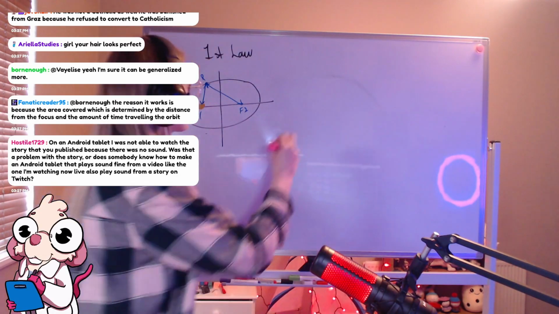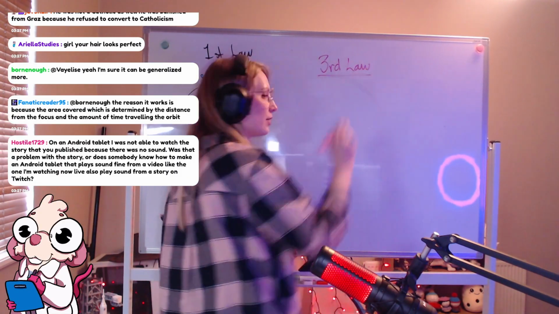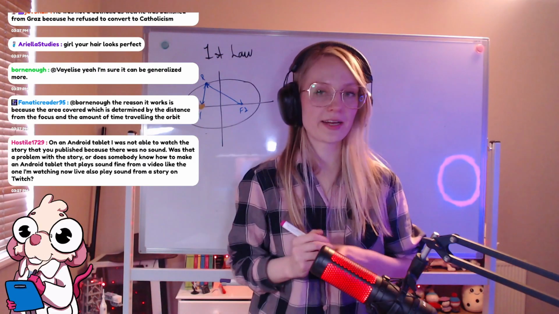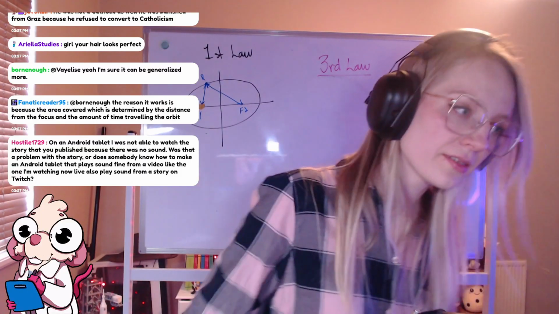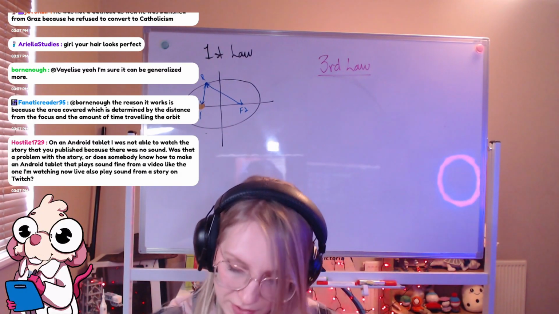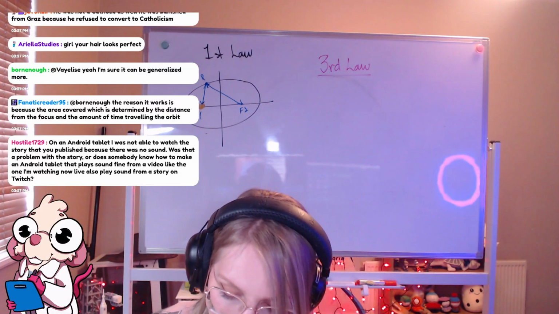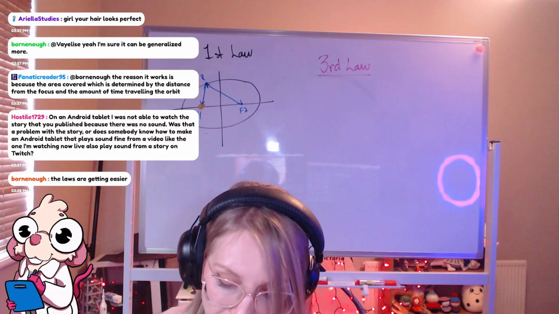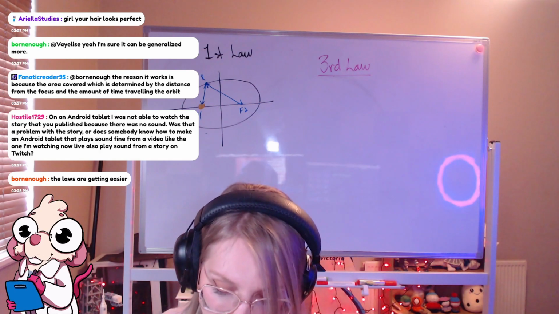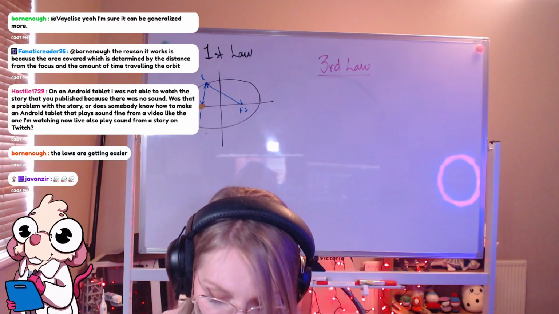Okay, the third law is a mouthful. So let's read the third law carefully. Everyone pick up your ears, put them up like bunny ears. Let's put on our listening hats. Here we go. The ratio of the squares of the periods T of any two planets revolving around the sun is equal to the ratio of the cubes of their mean distance from the sun.